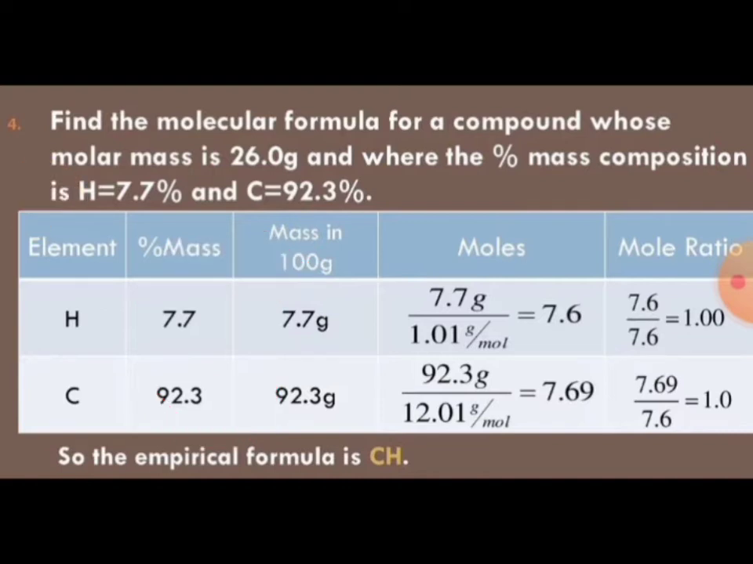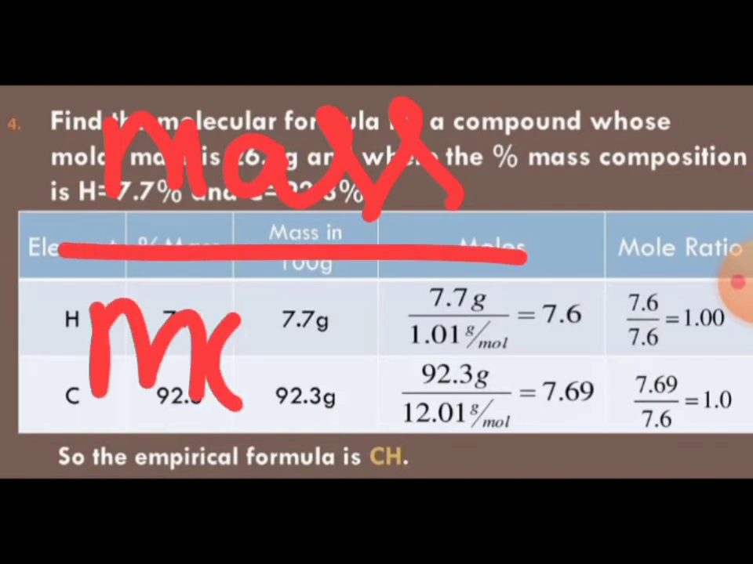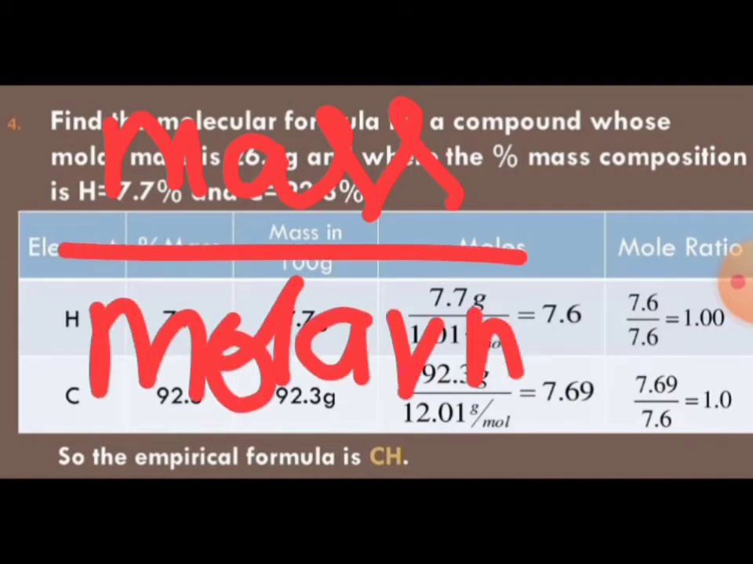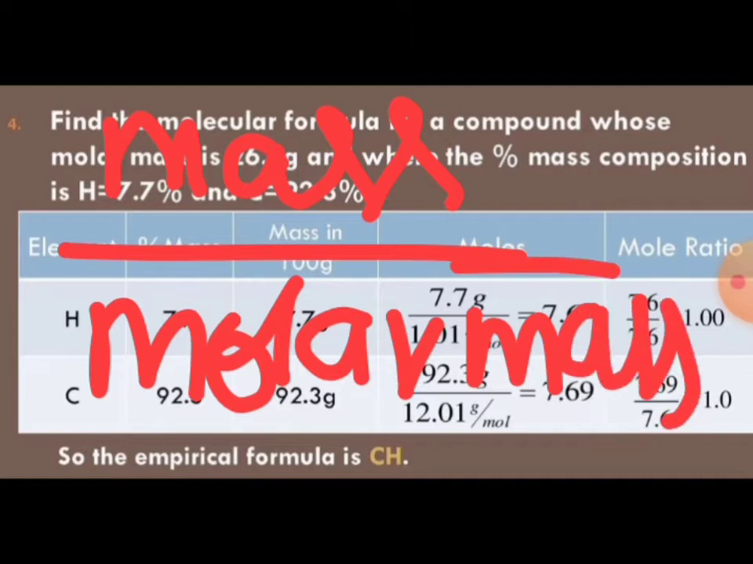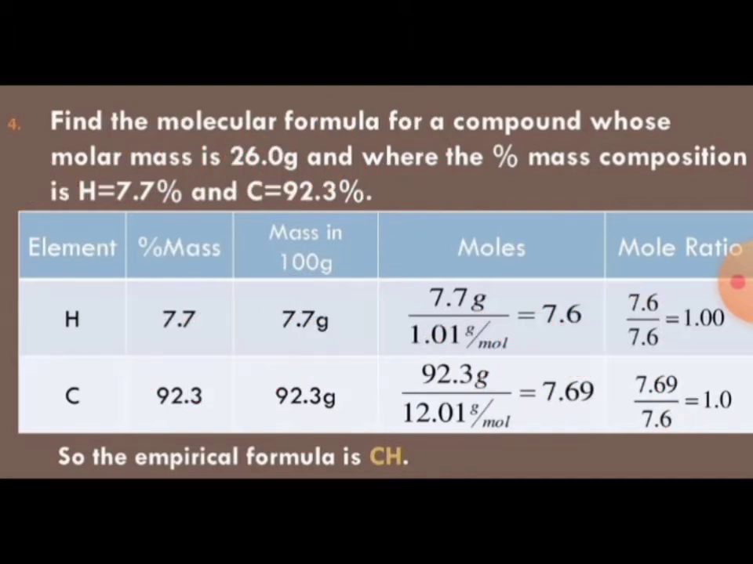In the next column, in the next step, I'm going to find out the number of moles of hydrogen and the number of moles of carbon. How to find out that? We can find it by a simple formula: mass given in the question divided by the molar mass of that element, that atom. For example, in the question, hydrogen mass is 7.7 grams given, and the molar mass of hydrogen, how much, children? It is 1 gram or 1.01 grams per mole.